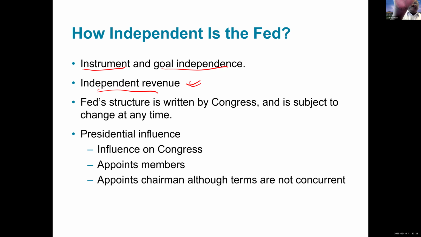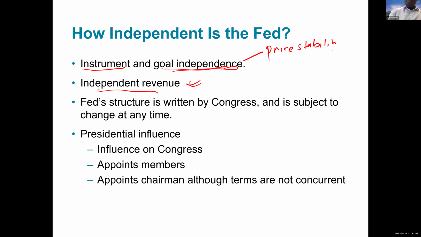And then the second thing is the Fed also sets its own goals. There are several goals of monetary policy that any central bank can set. For example, for the Fed, there are about six goals, but the main ones are price stability.